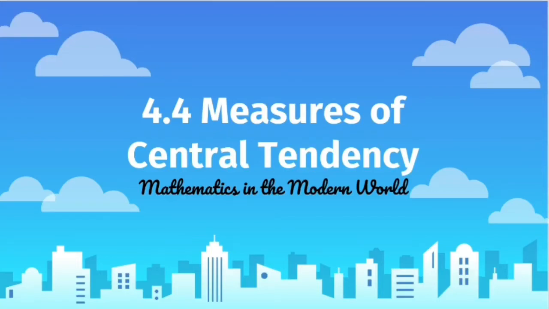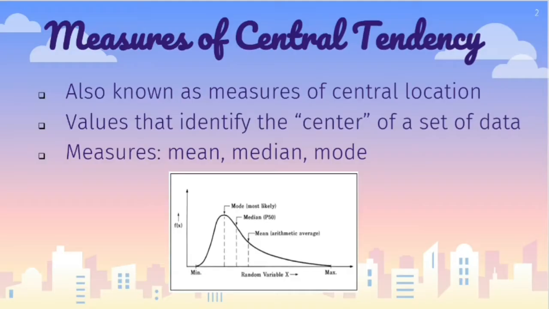Chapter 4.4, Measures of Central Tendency. The measure of central tendency is also known as the measures of central location. The values are used to identify the center of the set of data. These measures are the mean, median, and mode.